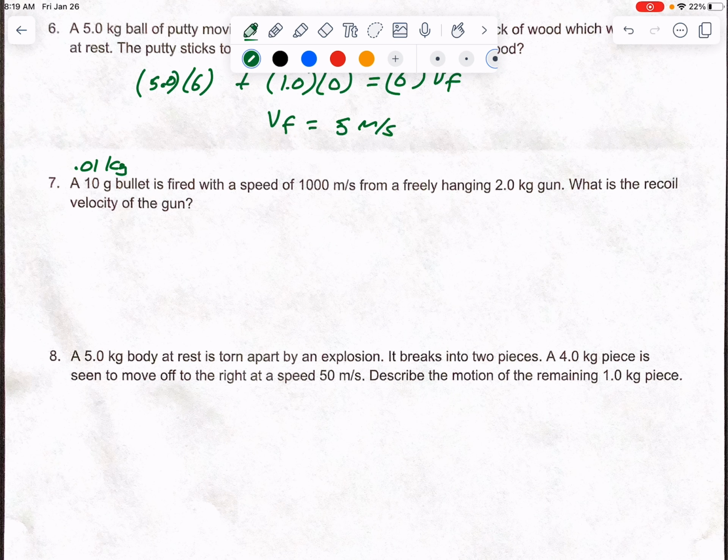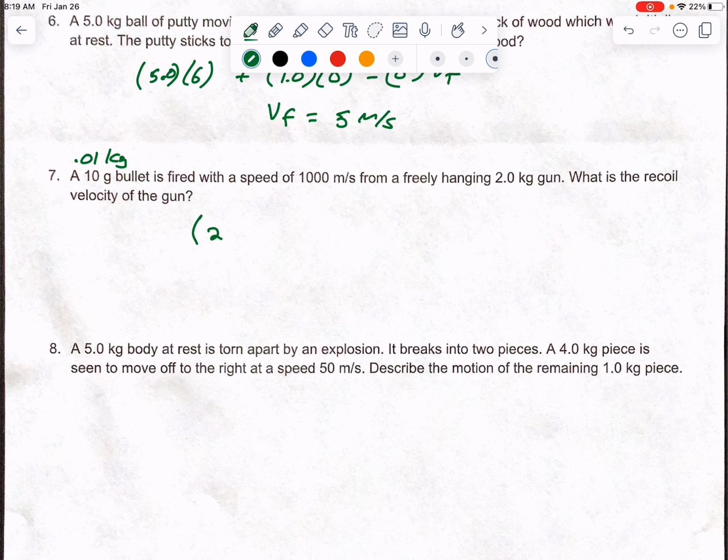So that means they're together in the beginning and then they separate. So the mass, both of them together, would be 2.01. I just combined the bullet and the gun. Now before you fire the gun, it's not doing anything, so that's going to be 0. So this whole left side is going to be 0.